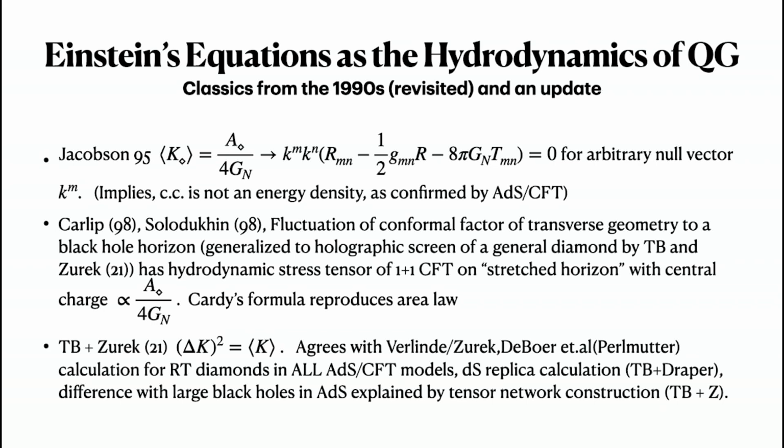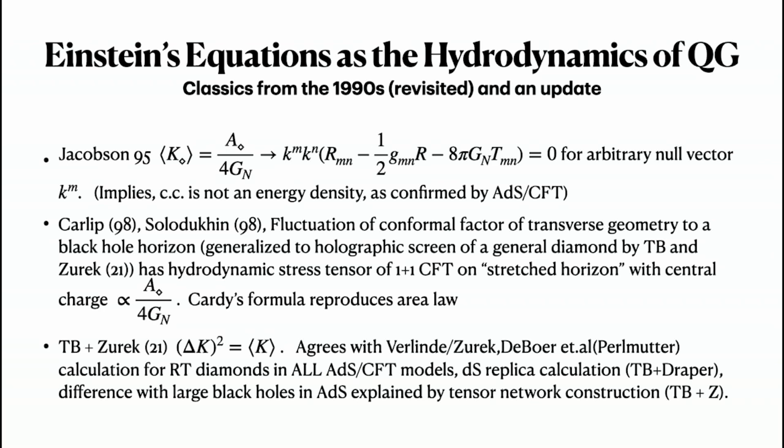So the second set of papers were written independently in 1998 by Steve Carlip and Sergei Solodukhin. And what they did was they sort of refined Jacobson's result by looking only at black holes. In 2021, Carlip, Zurek and I realized that their derivation goes through exactly as they wrote it, if instead of just looking at the horizon of a black hole where the geometry doesn't change over the whole horizon, you just look out at the holographic screen of a general causal diamond.